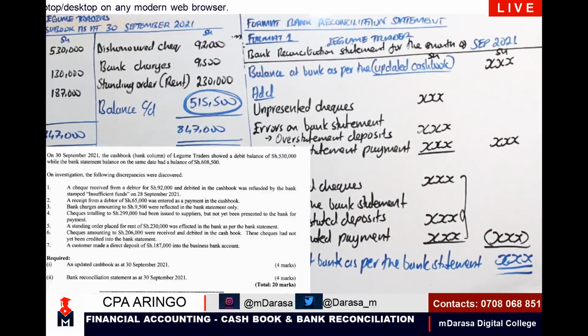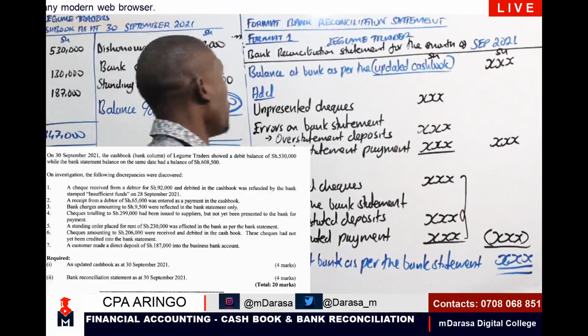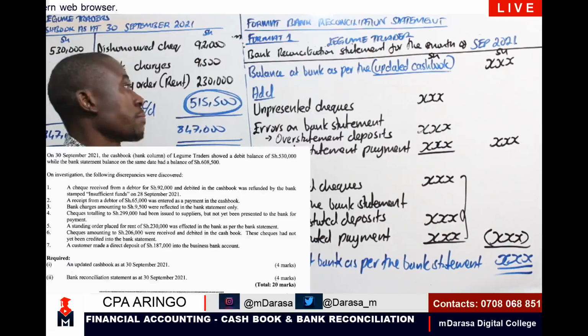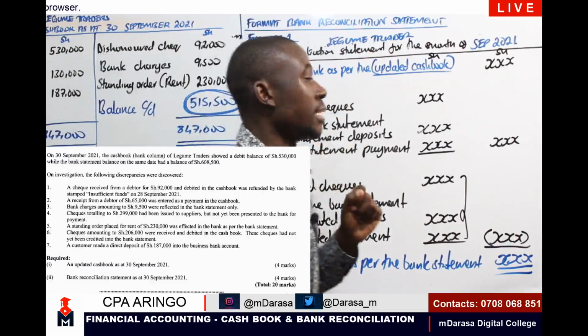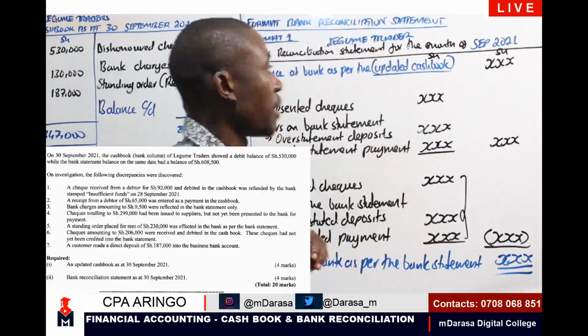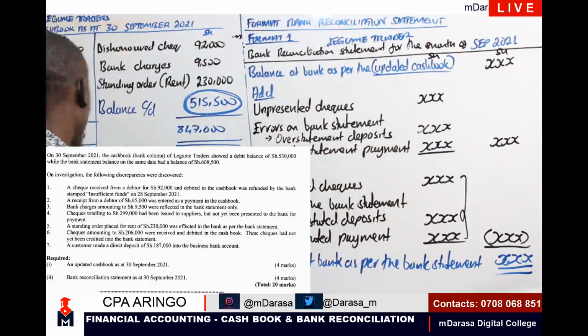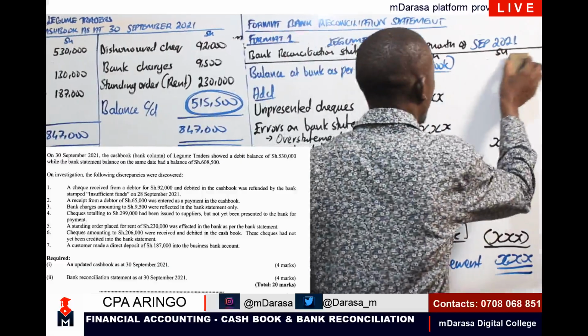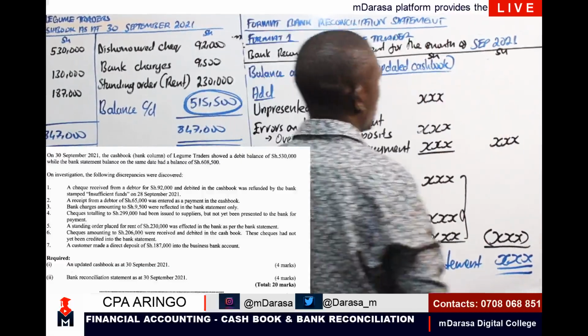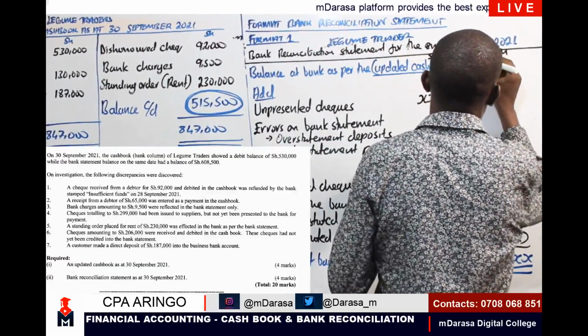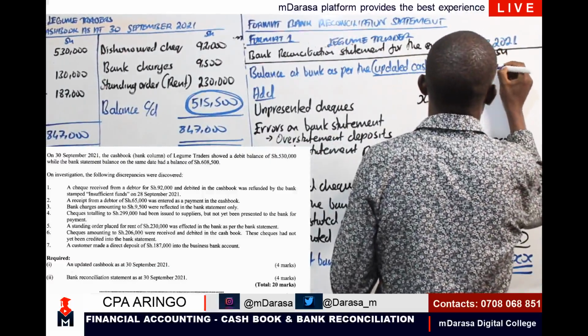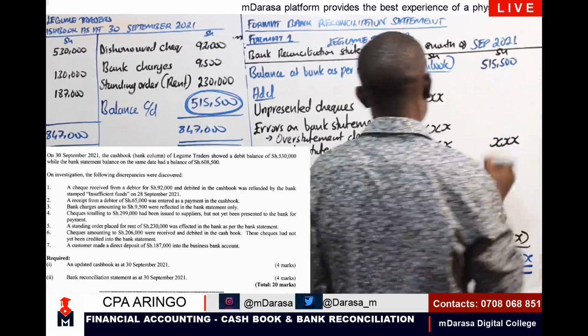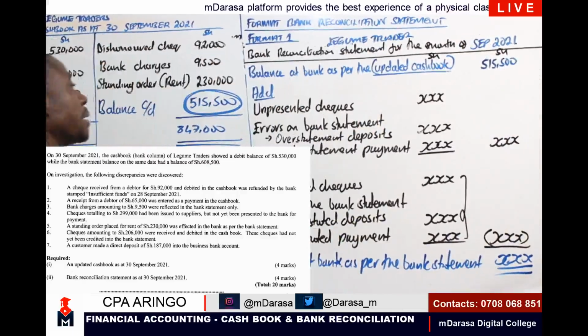So once we have that case, we come and determine this figure here. Balance at bank as per the updated cash book. What have we determined? This is a figure that we've seen, 515,500. So I'm going to have it here, 515,500. We add unpresented checks.